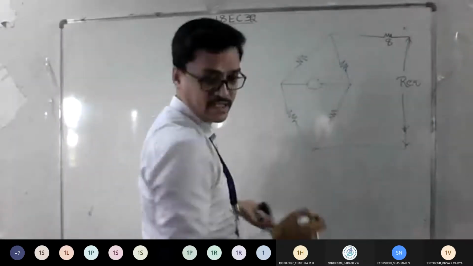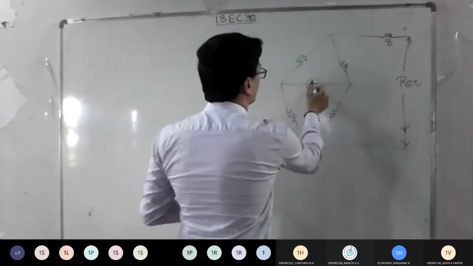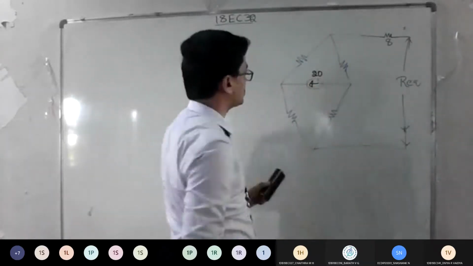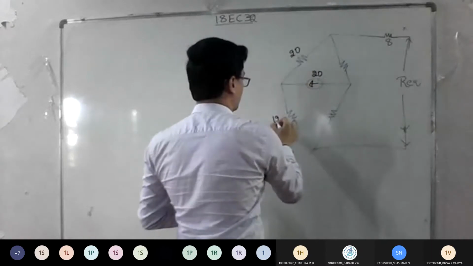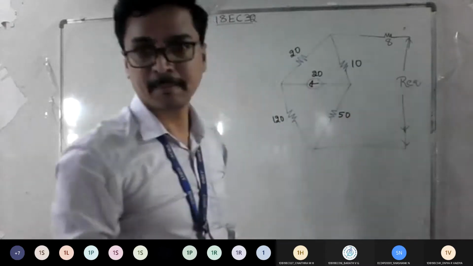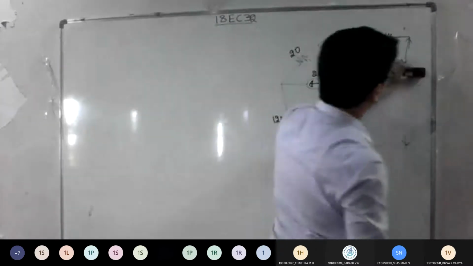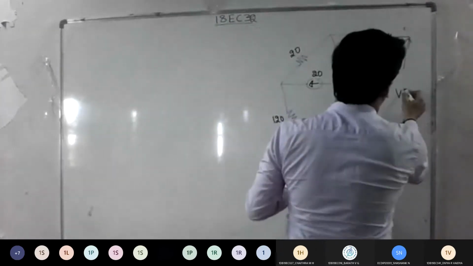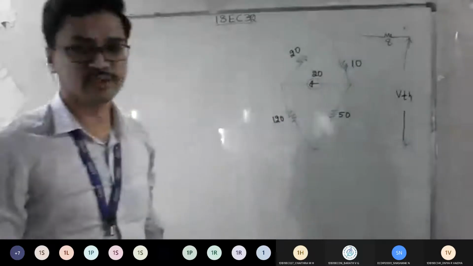So what is the value given? Current 20, yeah? I think this is 20. This is 120. This is 20. Got it? Yes, sir. So now you have to replace this R equivalent with your VTH. So this is how the circuit looks now.